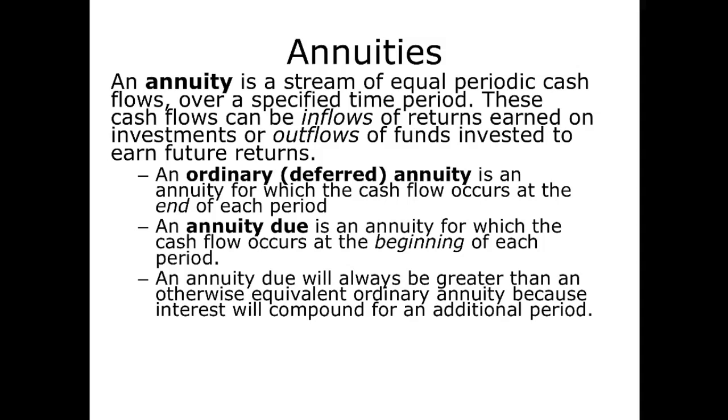The future value of an annuity due is going to be greater than the future value of an ordinary annuity because the cash flows occur at the beginning of each period, so there's more time for compounding. Likewise, the present value of an annuity due is always going to be greater than the present value of an equivalent ordinary annuity because the cash flow occurs at the beginning of each period. There's one less period of discounting.